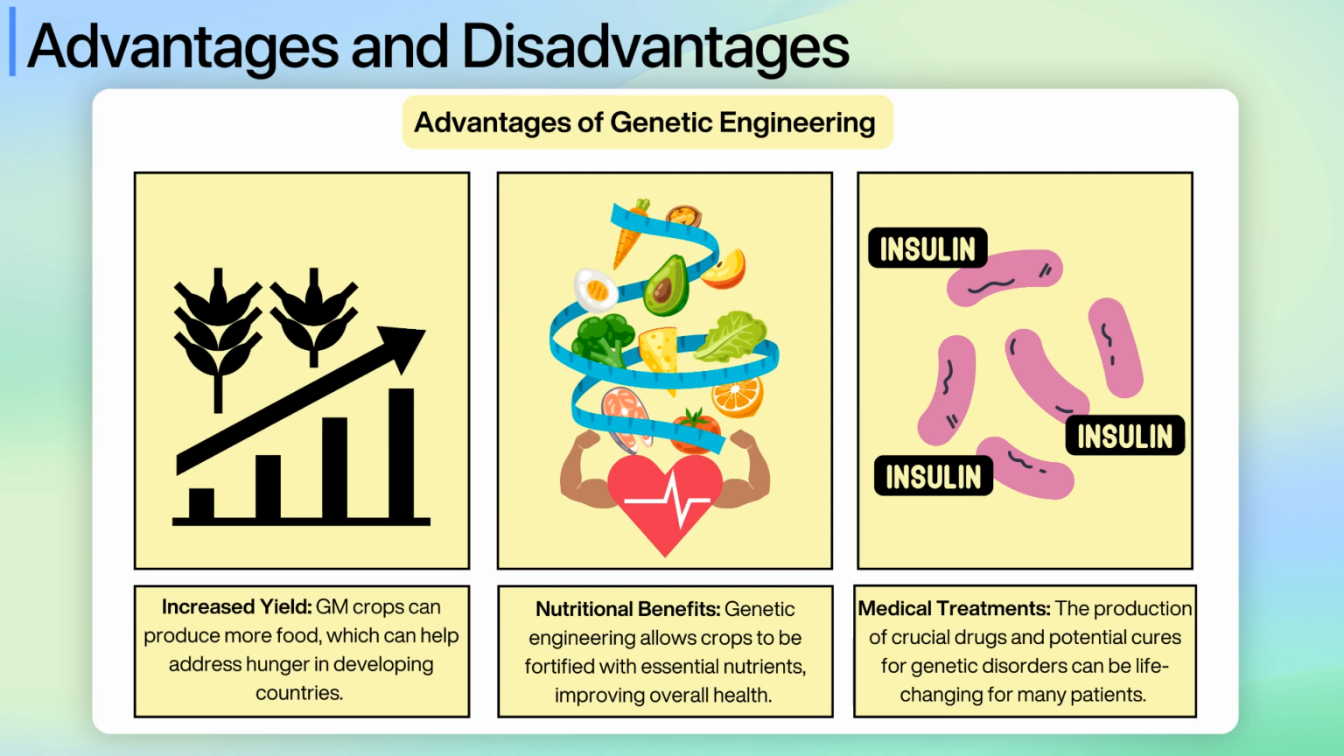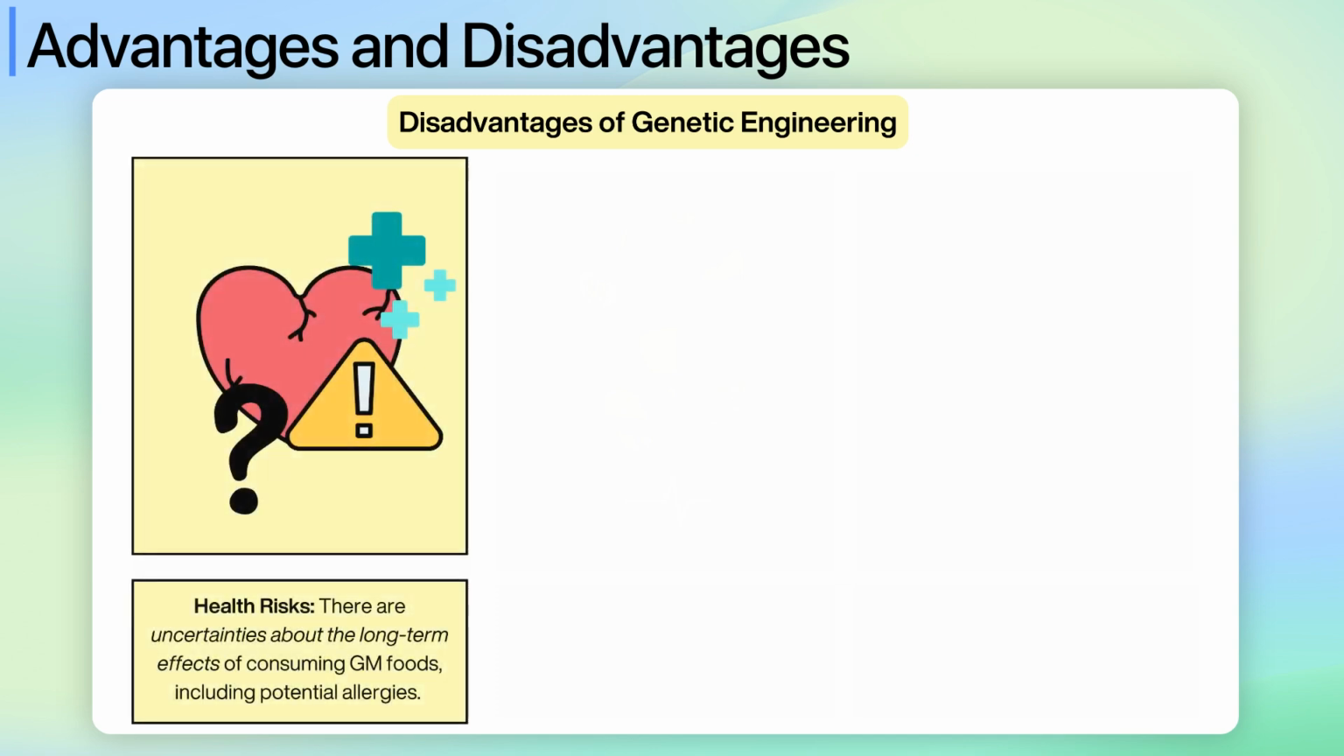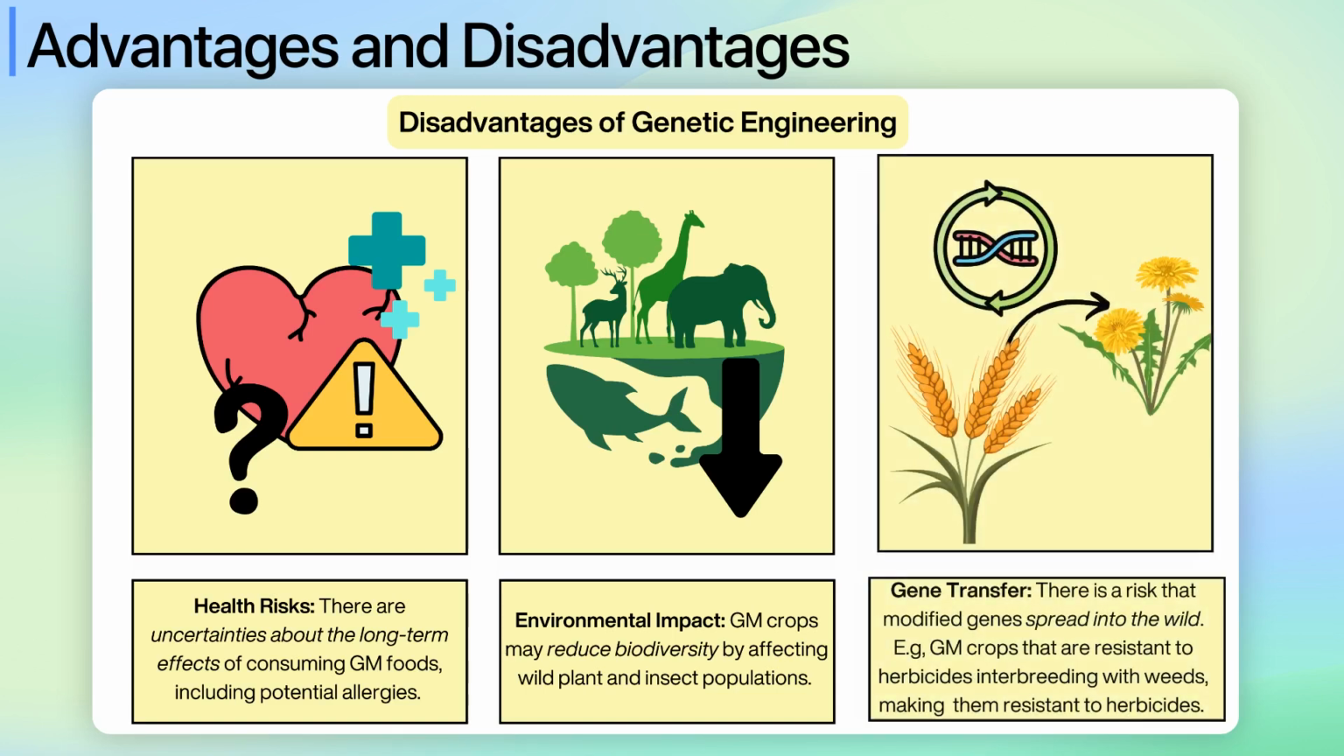Despite its advantages, genetic engineering also has some disadvantages. There are health risks due to uncertainties about the long-term effects of consuming GM foods, including potential allergies. There can also be environmental impacts, as GM crops may reduce biodiversity by affecting wild plant and insect populations. There is also a risk of gene transfer. There is a risk that modified genes could escape into the wild. For example, GM crops that are resistant to herbicides could potentially interbreed with weeds, creating superweeds resistant to herbicides.